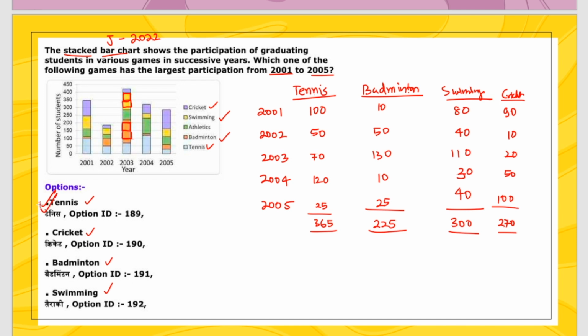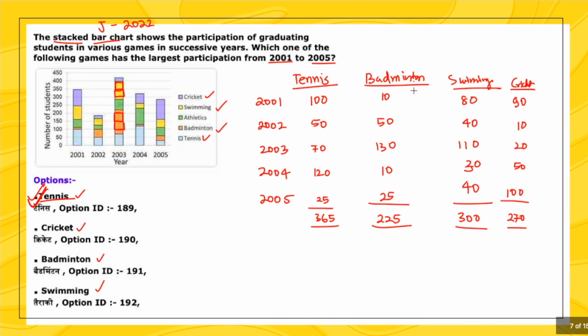So the correct answer will be tennis. Like this you do data interpretation of all the values. I have done all of them just to show you how to do it, but by looking itself you will find out that in all of the graphs there is a quite greater value of this light blue color, which suggests that tennis should be the correct answer. But yes, numerically also I have cross checked it.